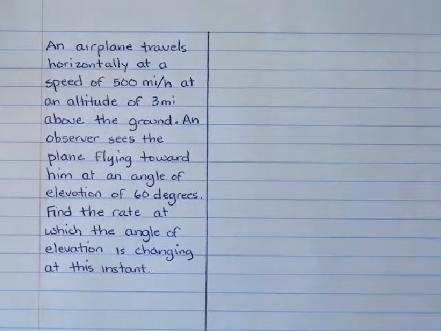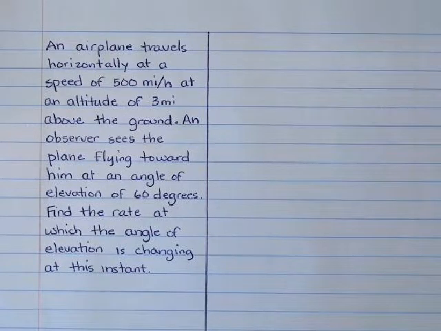Okay, so we're still working on related rates, and we're going to look at an airplane problem. I think the hardest part is figuring out how to draw it and knowing where everything goes. We have an airplane traveling horizontally. It's important to know that it's not climbing at an angle. It's going straight.